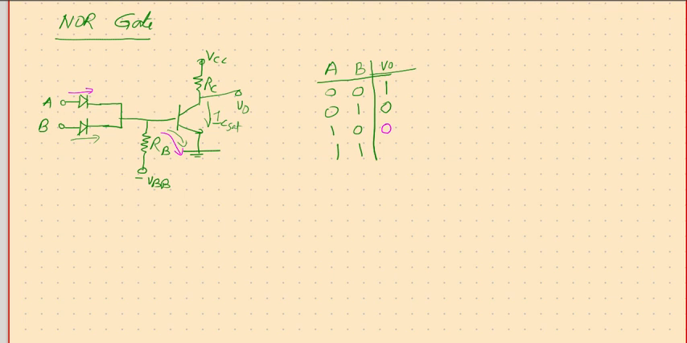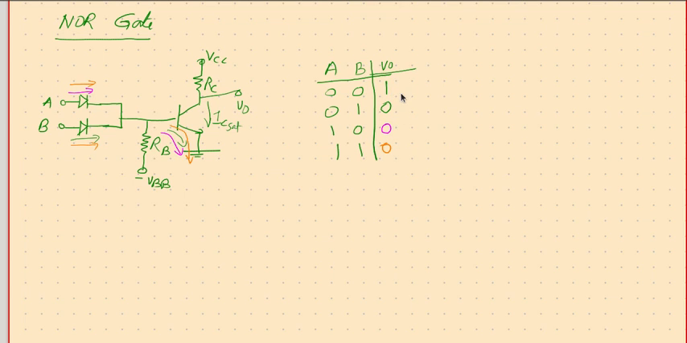When both A and B are 1, then this diode will be conducting, this diode is also conducting, and hence there will be a current flowing through base emitter junction, and hence there will be collector current under saturation, so large voltage drop across RC, so very small voltage at output, therefore we get a low at the output.